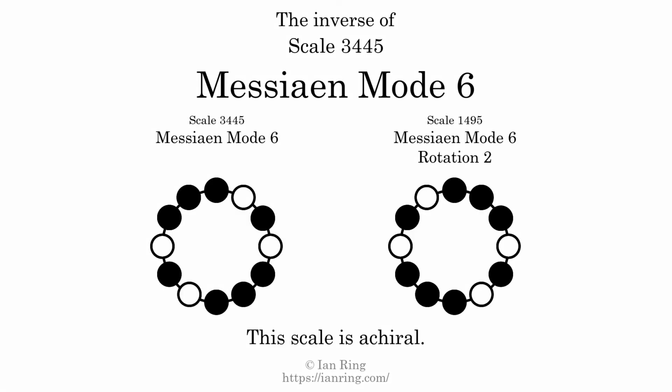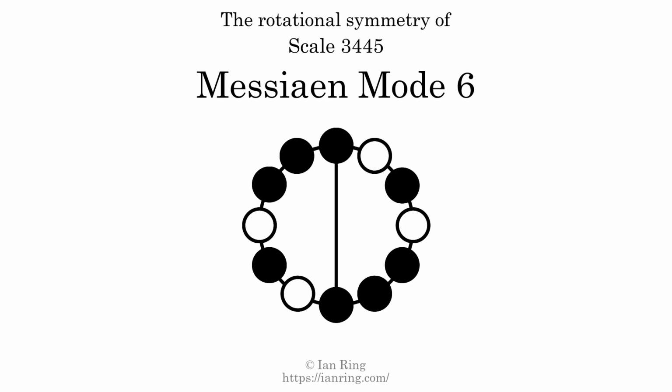The inverse of a scale is a mirror image. It is what you get when the sequence of intervals is reversed. The inverse of this scale is scale 1495, also known as Messiaen Mode 6 rotation 2. This scale is achiral, since it can transform into its own reflection by a rotational transformation. This scale has rotational symmetry at 6 semitones. For even more detail about this scale, visit ianring.com/musictheory/scales/3445.